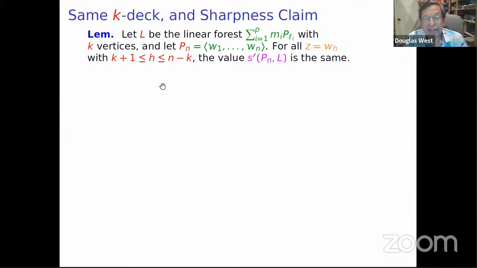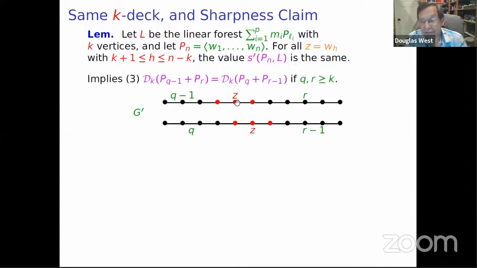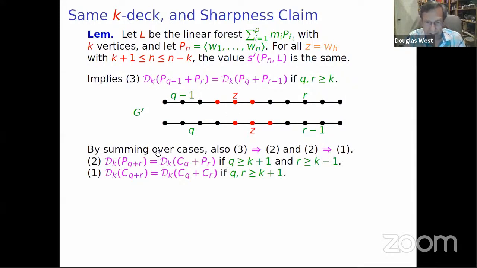So again, this is what we proved. And just reviewing how we use that to prove this statement, for our special vertex Z, as long as these pieces on the ends have at least K minus one vertices, Z will be far enough away from the ends that the thing we're counting is independent of the specification of Z, and therefore these have the same K deck. Okay. And as I said, three implies two, two implies one, but I'm not going to talk about the details of that.